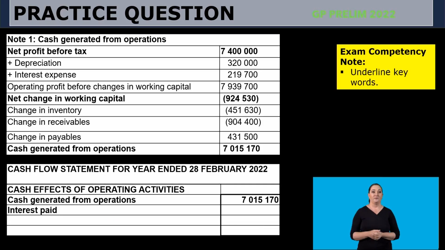This is how it will be when it's finally complete. So our cash generated from operations becomes 7,015,170, and we bring it here. When we're still here, we know that once I have interest, I'm going to say interest paid. Before I even write the amount, I put in my bracket, and my interest expense was 219,700. So I'm going to come here and I say 219,700. And then the next part after this, it will now be probably your dividends paid or your taxation paid. Let's go, and then we calculate one of those.